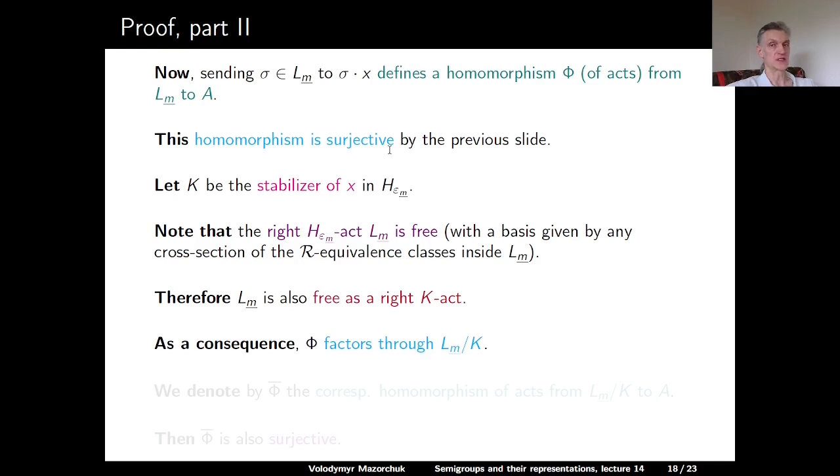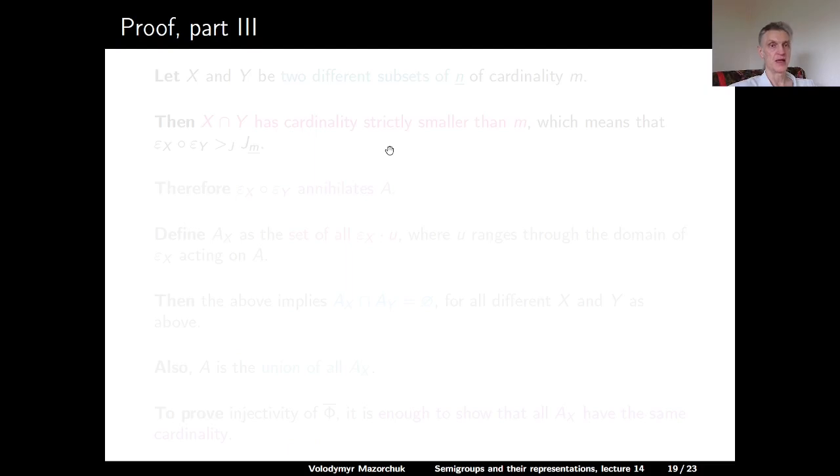And as a consequence, it follows that our act homomorphism phi factors through the quotient act of Lm underlined modulo K. So we denote by phi overline the corresponding homomorphism of acts from our quotient act to A. Then, directly from our discussion, we see that phi overlined is surjective.